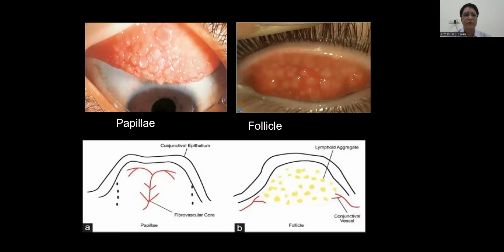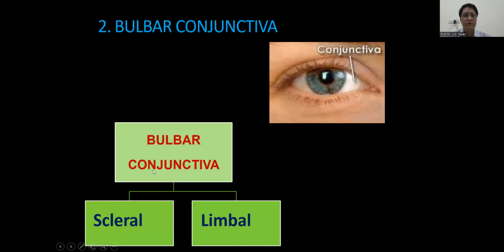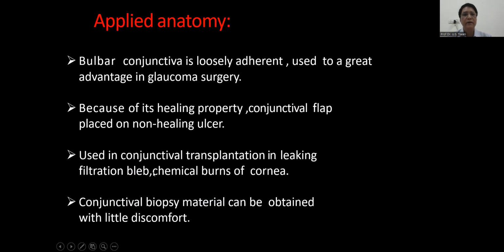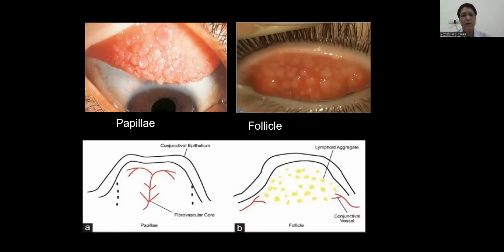This is what I mean. When I say papillae, you can see that it appears like this. And if you look at the histology, this is the papillae, and there is a central vessel, as I have shown in this picture, the fibrovascular core, right? Whereas the follicle is an aggregate of the lymphocytes, a lymphoid aggregation. That's all. All right.